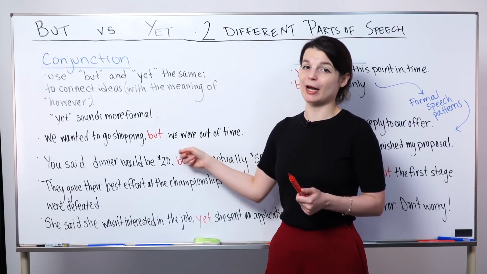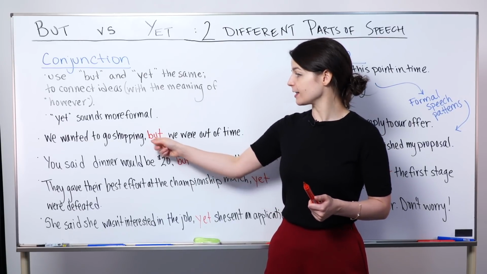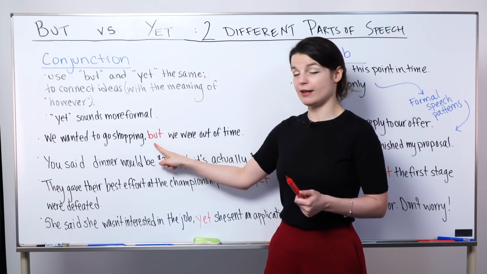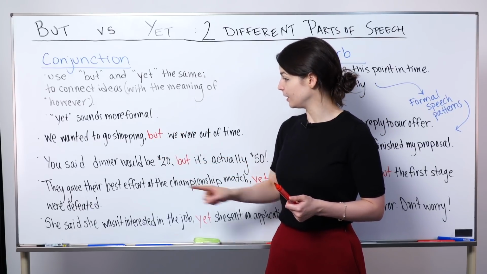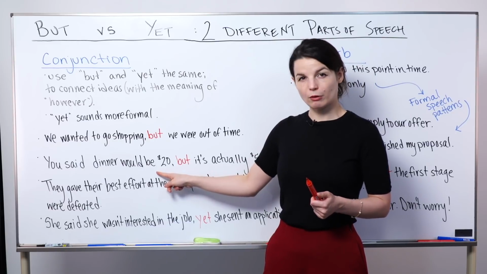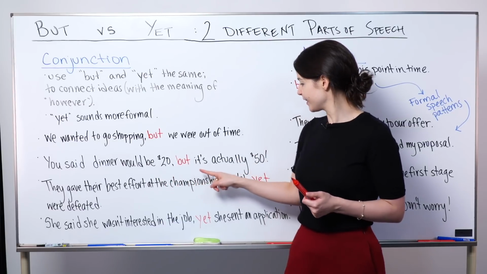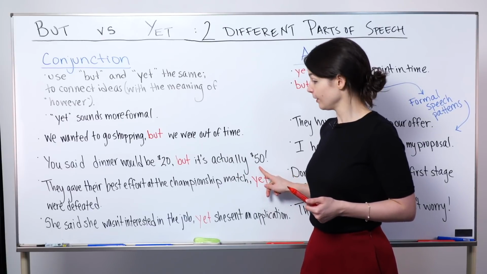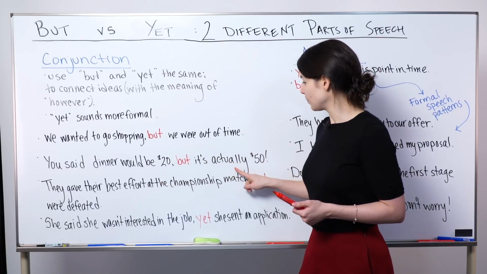We had no time remaining. So we connect these ideas with the conjunction but. Another example. You said dinner would be $20, but it's actually $50. Here again, two ideas being connected.